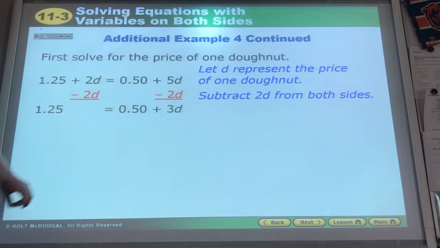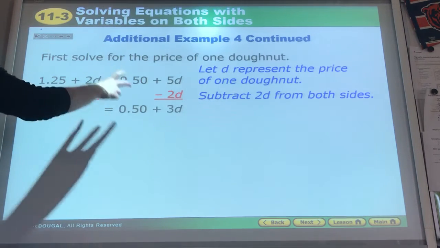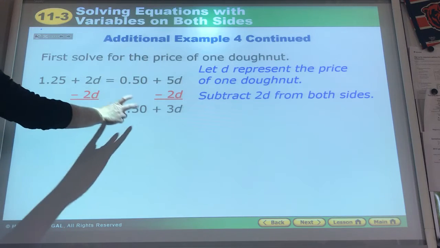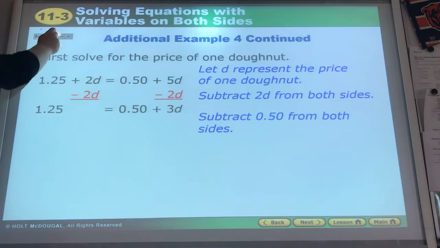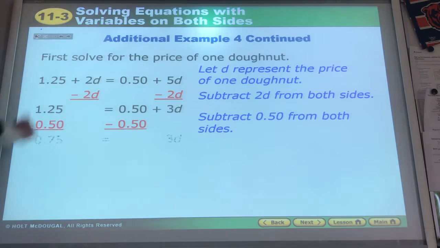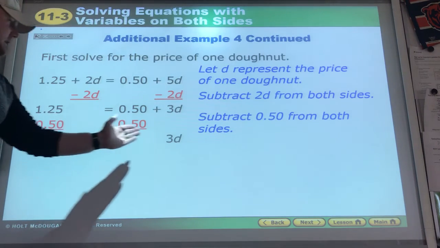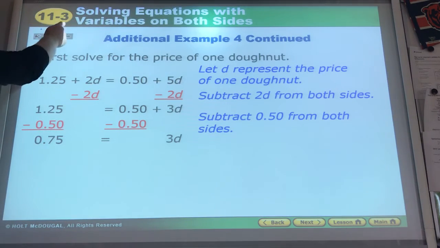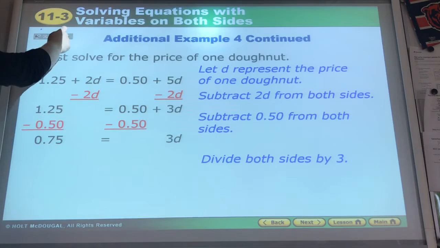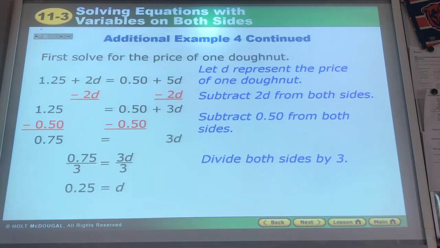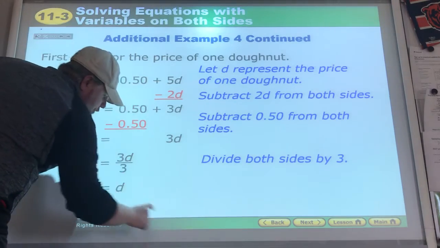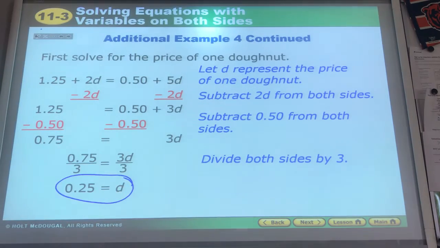Then $1.25 equals 50 cents plus that. So now we're going to combine these. So that's positive. We're going to subtract the 50 cents from both sides. 75 cents equals 3 donuts. If we do our division, divide by 3, each donut is going to cost 25 cents. That's an important piece of information. So the donut costs 25 cents. Okay. Keep that in your memory banks.